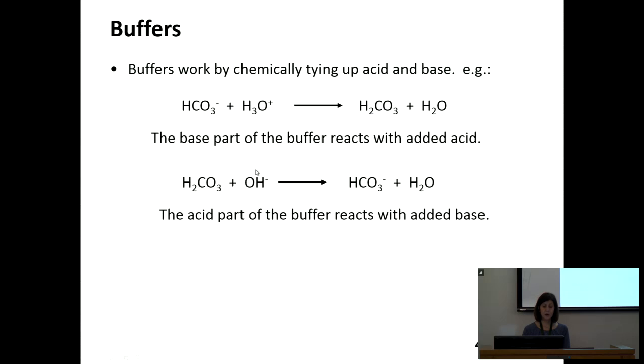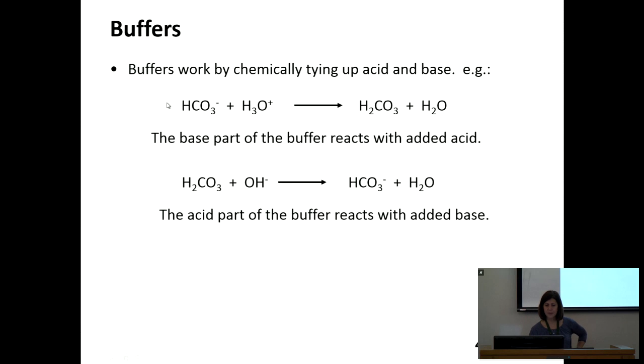And if I say, what does the buffer do when you add base? Then you're going to take the acid part of your buffer, you're going to show the added base, and you'll create the conjugate base and water. So what a buffer does is we have in a buffer a weak acid and its conjugate base. If we add in acid, which part is going to be reacting with it? The acid or the base? The base, right? Acid doesn't react with the acid. The base is going to react with the acid.